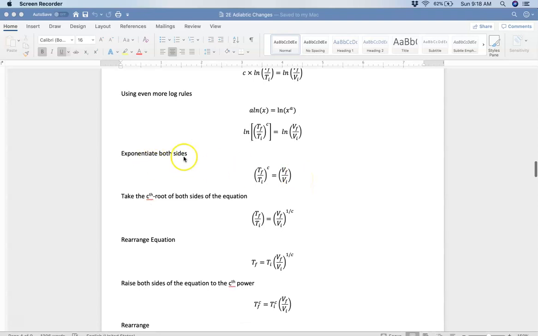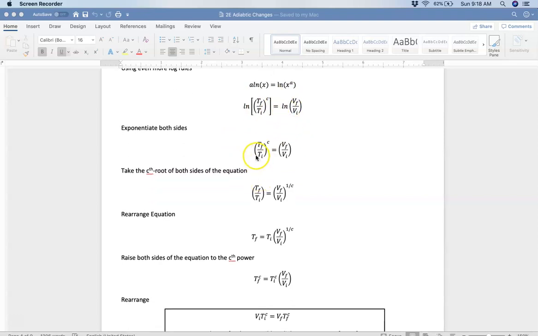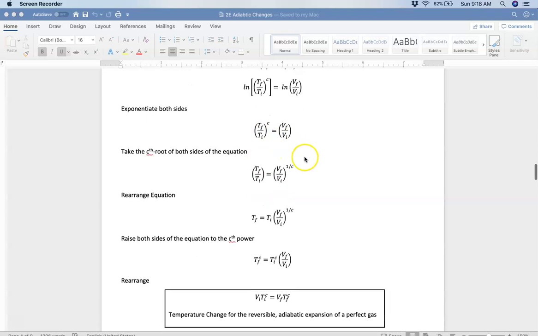If we exponentiate both sides, so we're basically raising e to the power of these variables, effectively it cancels out the ln's, and we're left with this equation. If I take the cth root, it's like taking the square root, but instead of the square, the radical is going to be based on the cth root. So that cancels the c's there and leaves us with 1 over c on the other side.